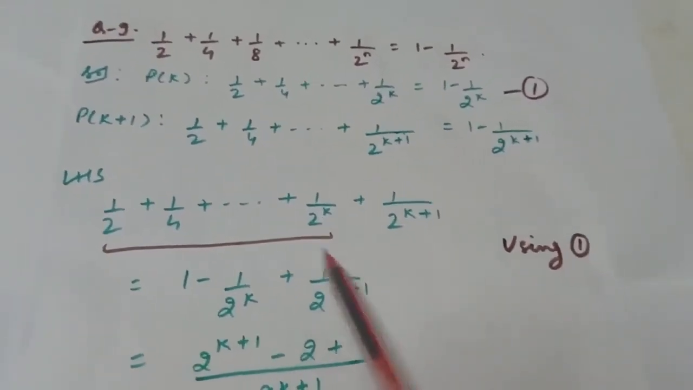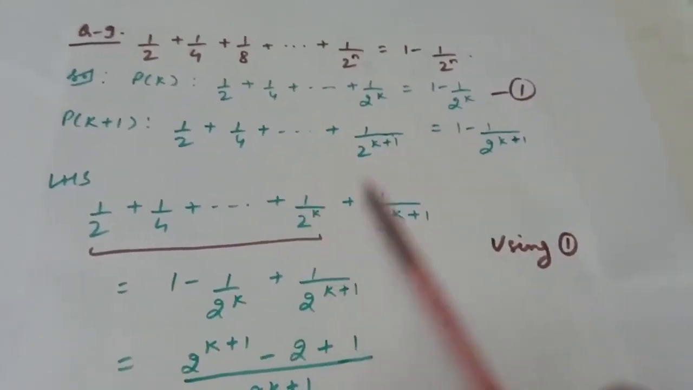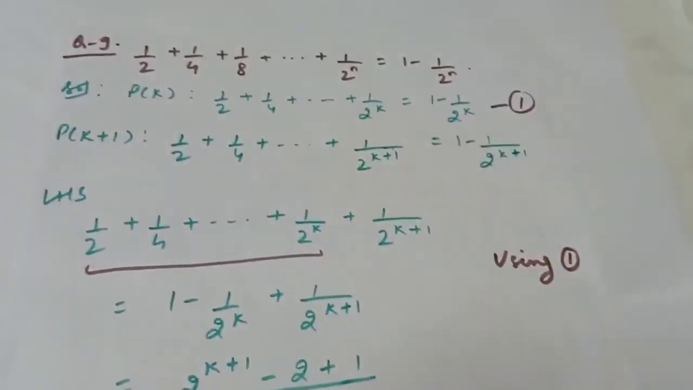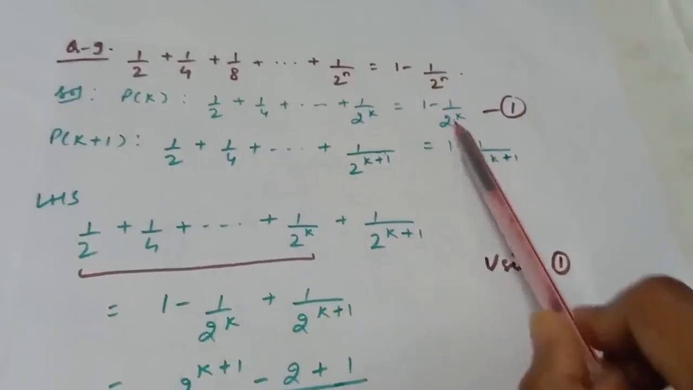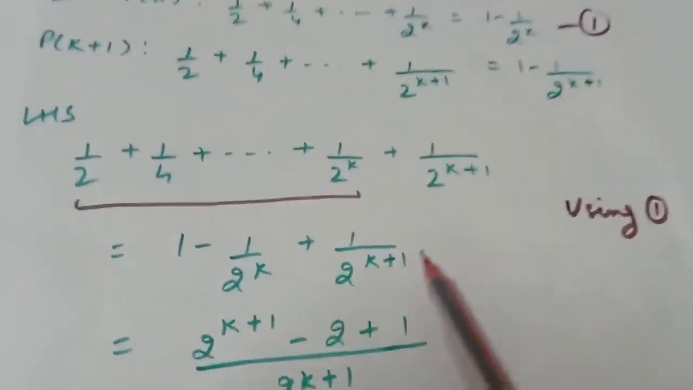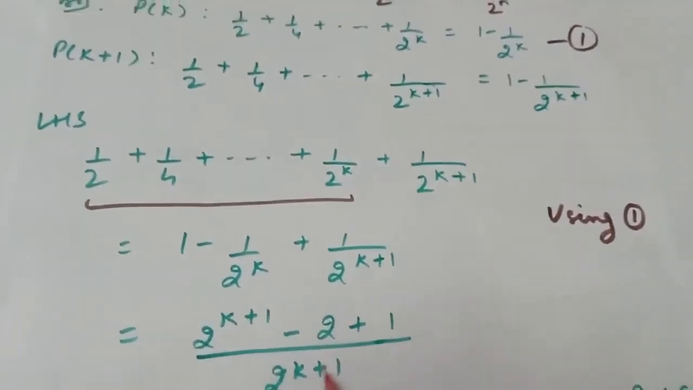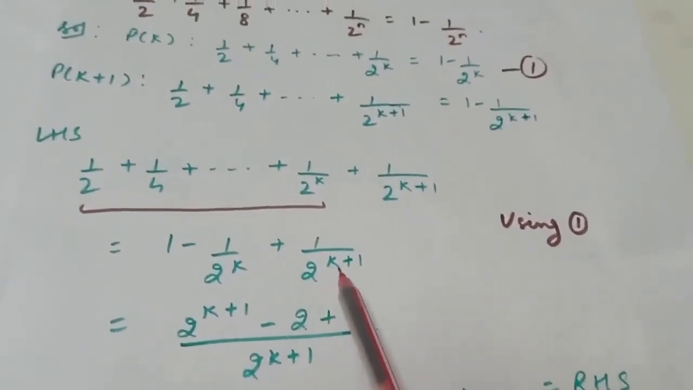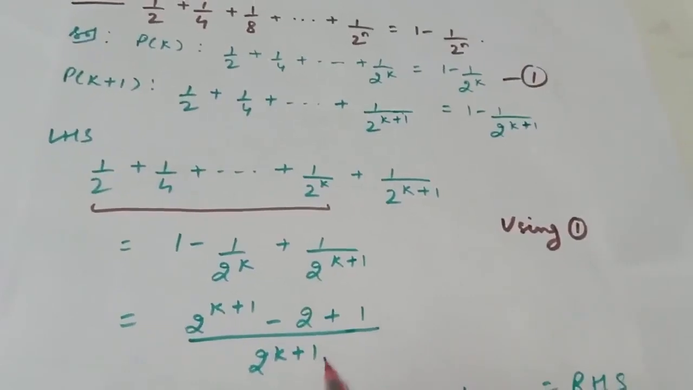Taking LHS up to the kth term. Also mention the kth term in the LHS, which is nothing but the last term of Pk, right? This is only our kth term. So up to the kth term, using 1, result is 1 minus 1 upon 2 raised to the power k, plus the left term, that is the k plus 1th term. Now taking LCM, be careful about LCM. This is 2 raised to the power k into 2. So LCM will be 2 raised to the power k plus 1.